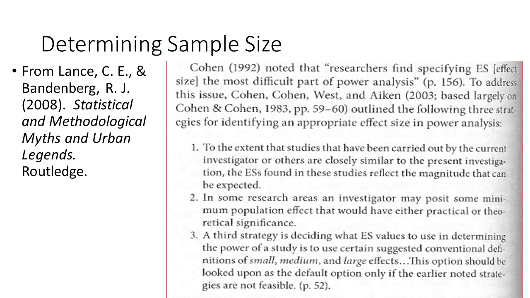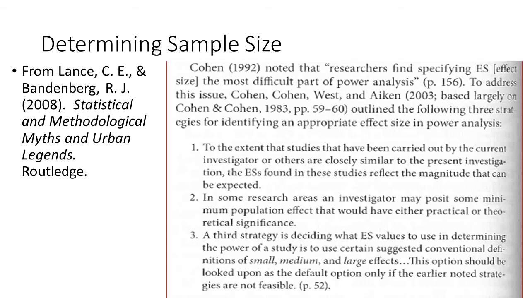A third strategy for deciding what effect size values to use in determining the power of a study is to use certain suggested conventional definitions of small, medium, and large effects. This option should be looked upon as the default option only if the earlier noted strategies are not feasible. And this is one of the current issues we're facing with power, because a lot of people do this as the default. Just saying, oh, I'm just going to look for a medium effect just because I want to find a medium effect. Cohen outlines in the power primer what a small, medium, and large effect are.